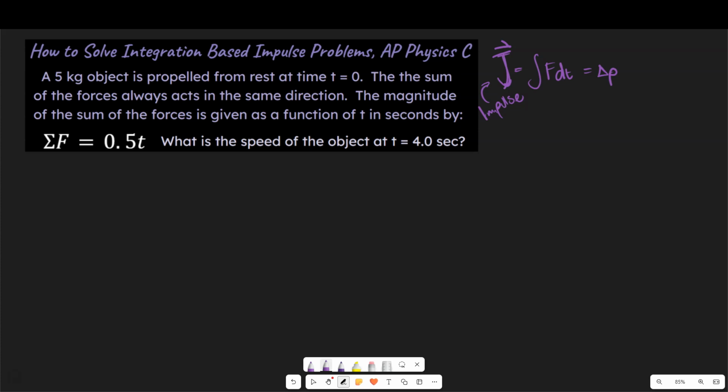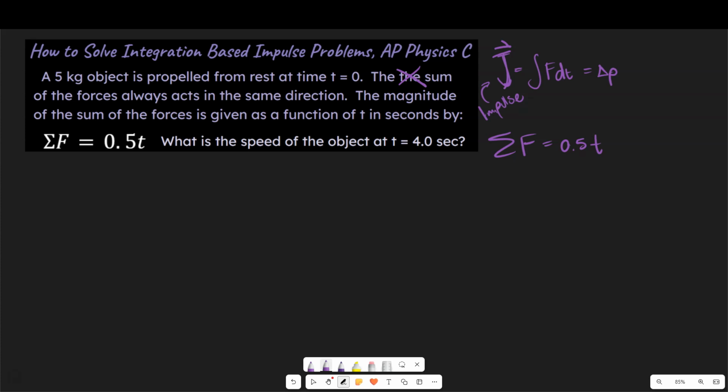So it says a 5 kilogram object is propelled from rest at time t equals 0. It should say the sum of the forces always acts in the same direction. The magnitude of the sum of the forces is given as a function of t in seconds by, and then we have the sum of the forces is equal to 0.5 times t. Okay, and so that is our force function.